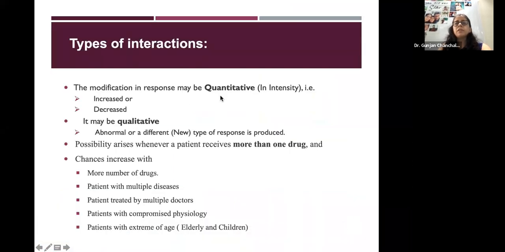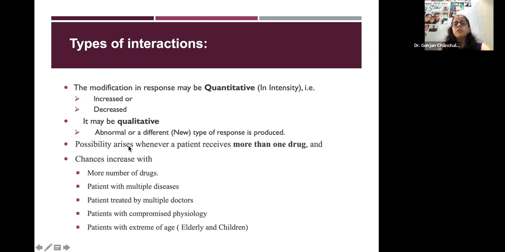So types of interactions can either be quantitative, that means they will increase the effect or the side effect of each other, or decrease the effect or side effect of each other, or it may be a qualitative effect wherein there will be an abnormal type of response that may happen.